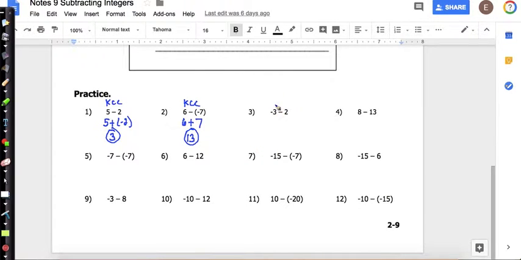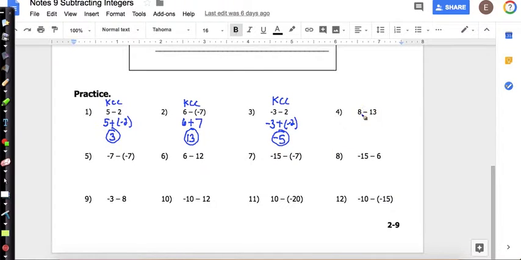Number 3, negative 3 minus 2, KCC. Keep negative 3, change to addition, and change positive 2 to negative 2. They're both negative, so add them up and keep it negative. So negative 5.